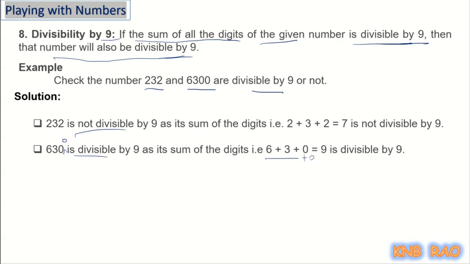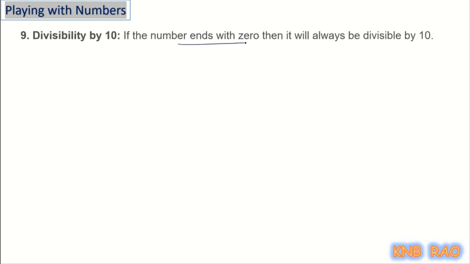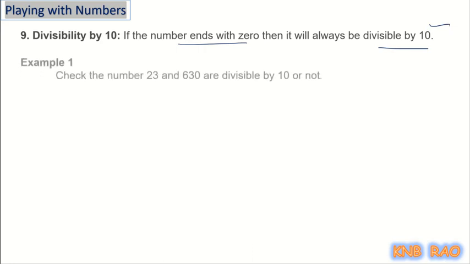Now we will go for the divisibility test of 10. Any number ending in 0 only is divisible by 10. If a number is ending in 0, then only it is divisible by 10. It is a very simple test.